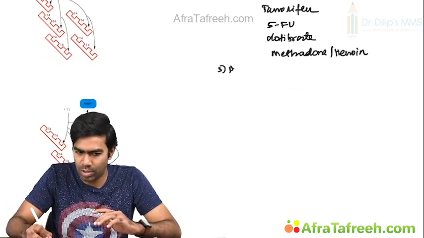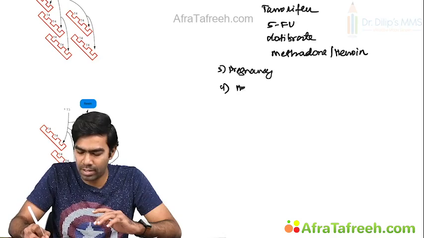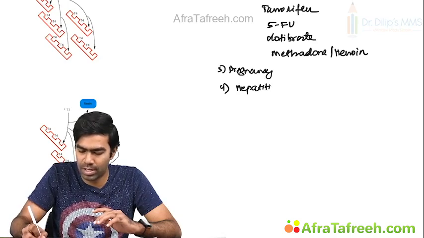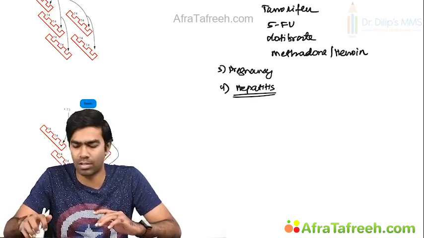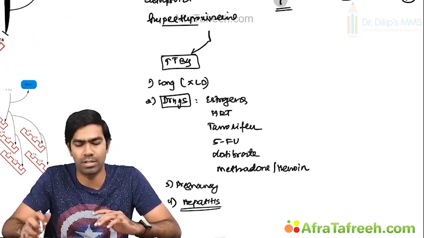Next, you have to definitely know about pregnancy. There's no doubt about that. And finally, hepatitis. Both acute and chronic hepatitis, they might increase the TBG levels in the blood. So these are the conditions that increase the TBG.